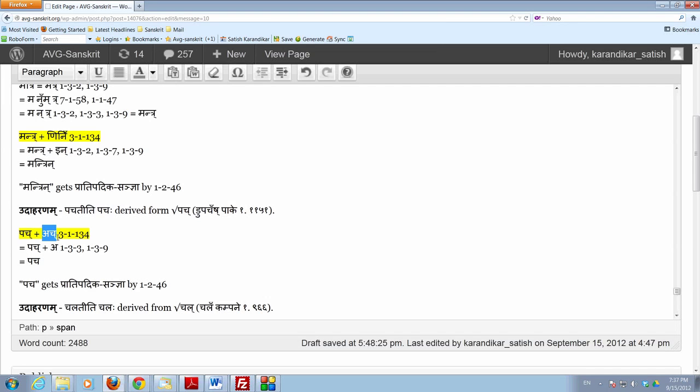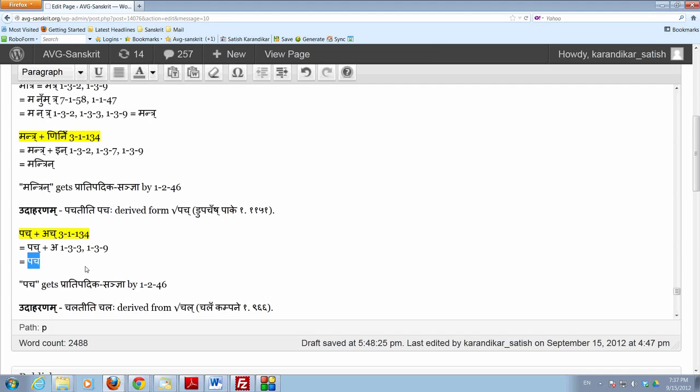That chakara as an it is used by Panini also to get some particular intonation in the Veda. So we don't need that for us. That's only svarartha. So for us it doesn't make any difference. So halantyam tasya lopaha, we get the form pacha, pachatiti pachaha.